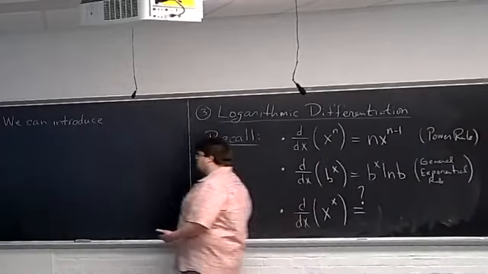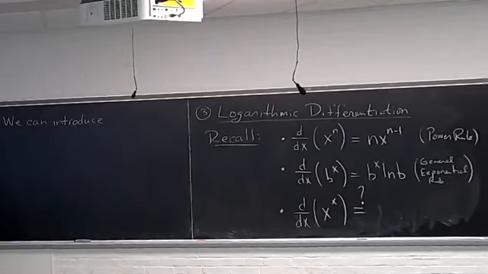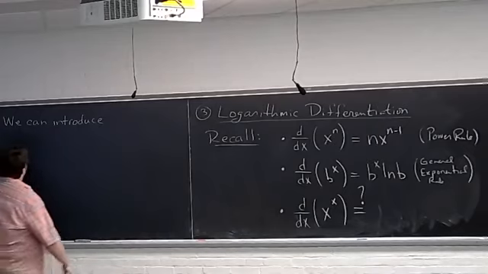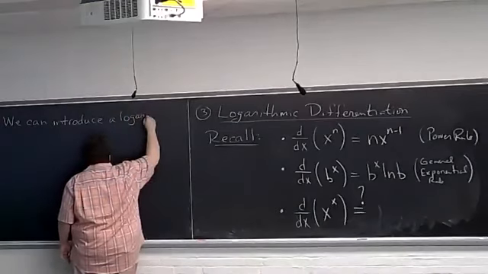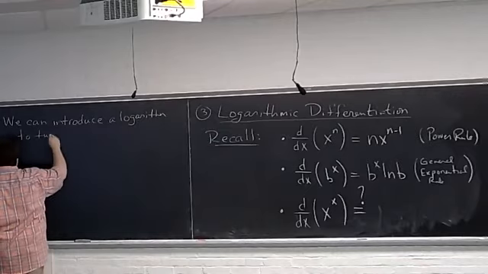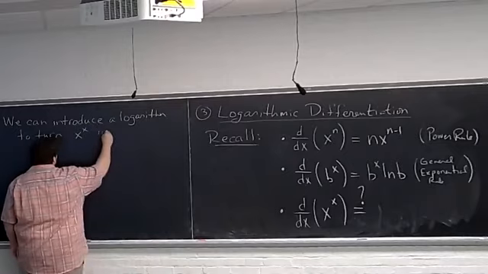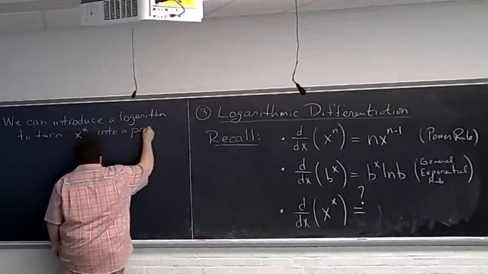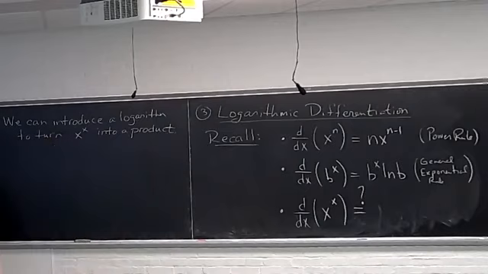Well, if you throw a logarithm on there, we can use the logarithm rule, which says an exponent comes out in front. We can introduce a logarithm to turn, let's just say it a little informally, x to the x into a product. If we throw a logarithm on x to the x, the logarithm properties will turn that exponent into a product. Let's look at what we mean by that.